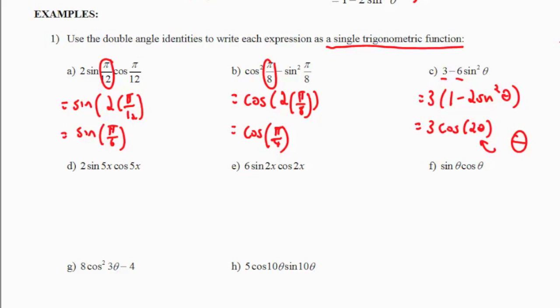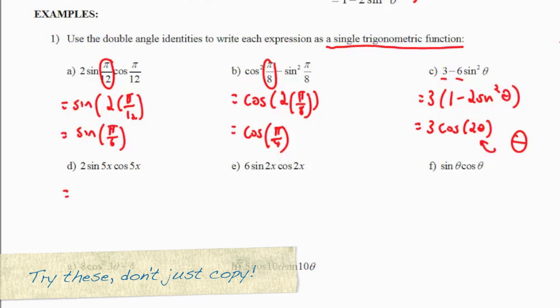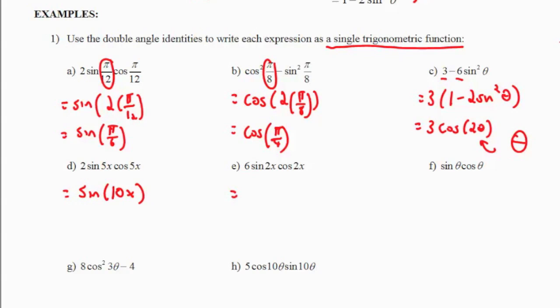Okay? So, if you do D correctly, you should end up with the sine of 10x. E should end up with 3 sine of 4x. So please keep in mind that because of this 6, you're going to actually factor out a 3, but that doesn't affect these angles at all. Again, factoring doesn't affect anything to do with the angles inside the trigonometric function.